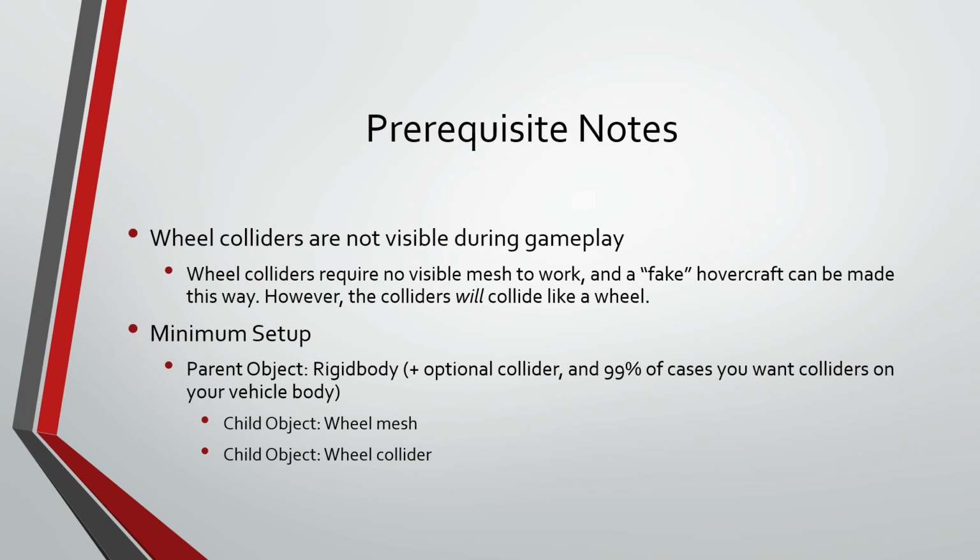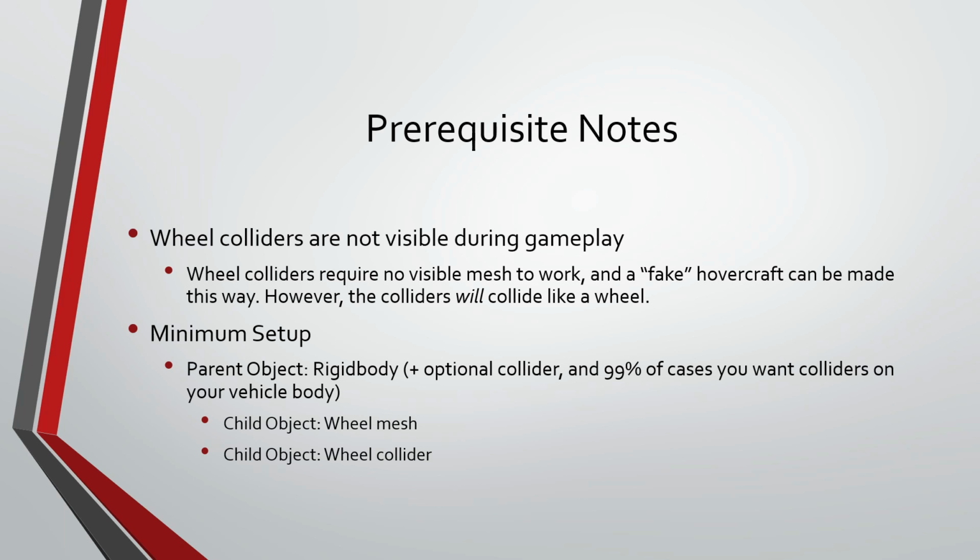However, you should remember that wheel colliders will collide like a wheel, so expect the behaviors to be a little bit different. We also need to talk about a minimum setup. The minimum setup for wheel colliders is you have to have a parent object, and on that parent object you have to have a rigid body. It's optional to have a collider, but typically you would want one on your vehicle anyway, because your vehicle has a physical body.